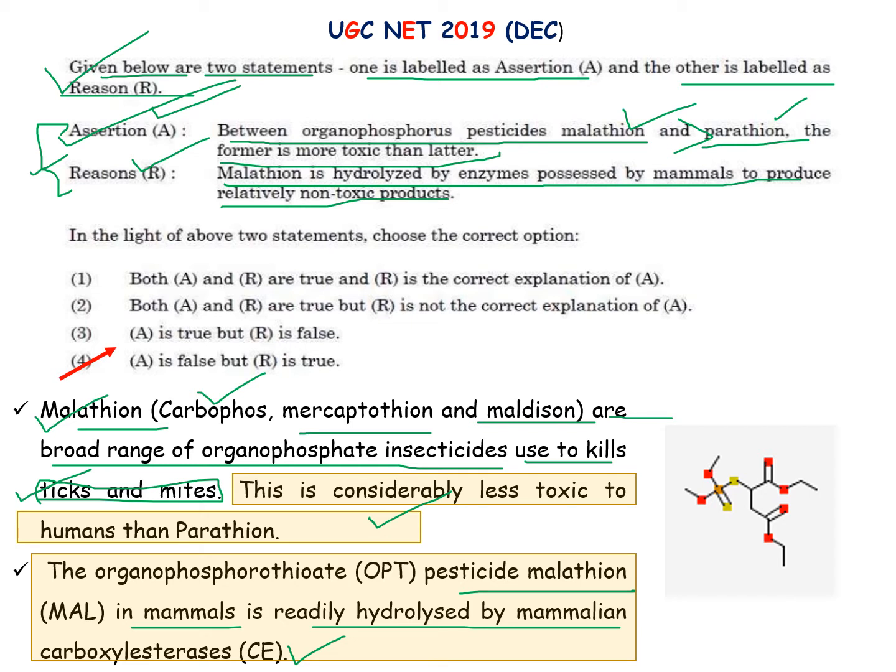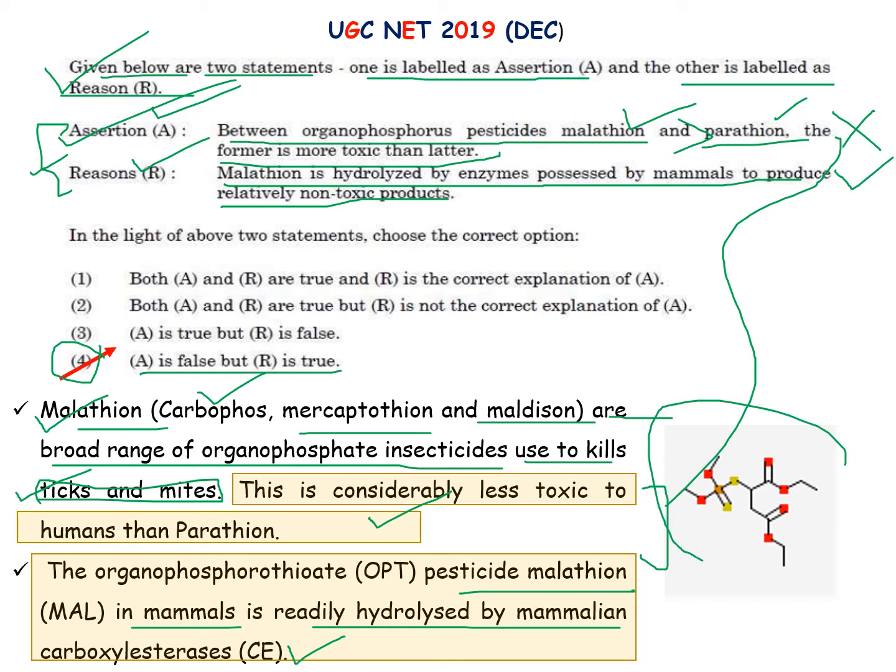So according to these two statements, you can answer that the assertion is wrong, the reasoning is right. So the answer will be A is false and R is true. This is the structure of malathion, the 2D structure of malathion.